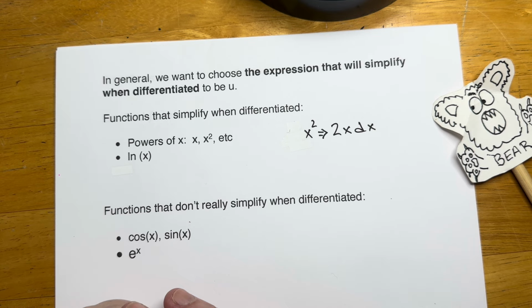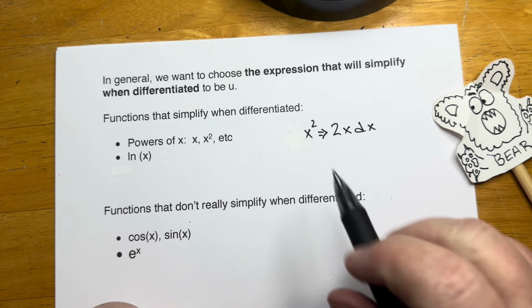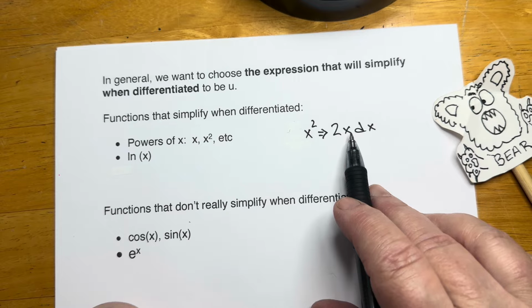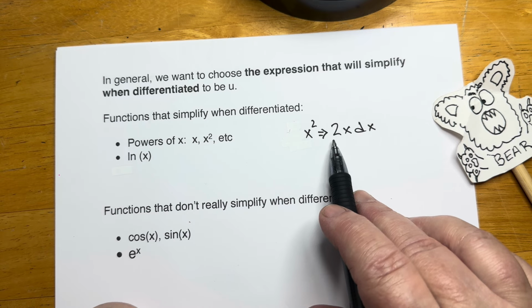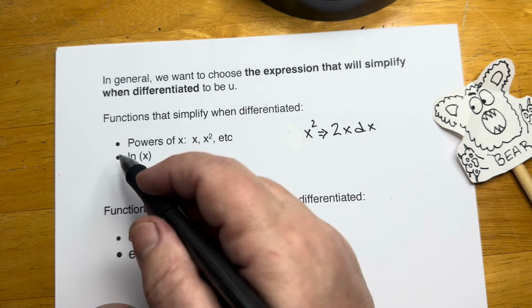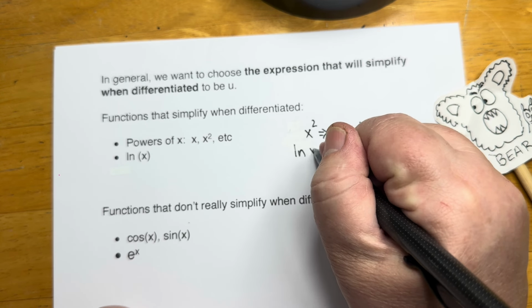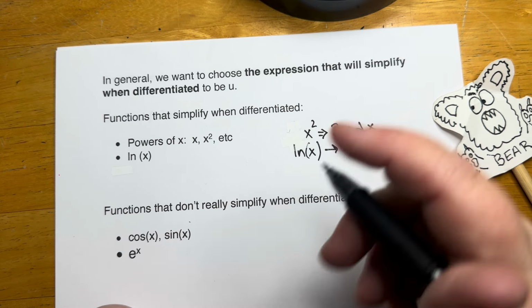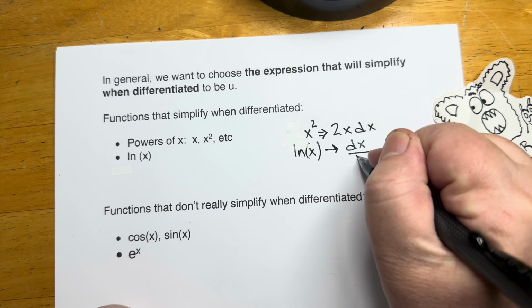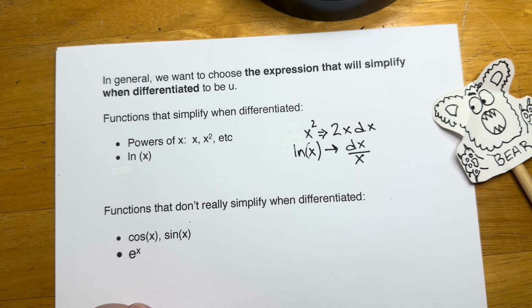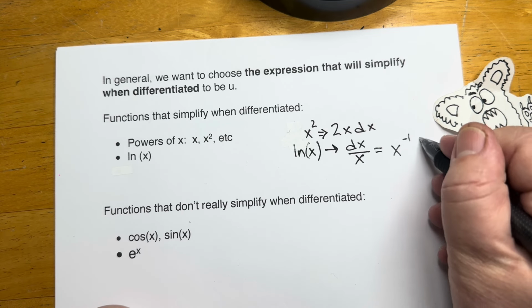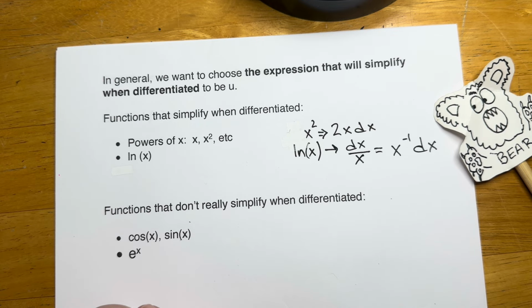x squared gives us 2x dx, and that gets simpler because we started with x squared and we ended up with an x. Coefficients, numbers out in front, no big deal. Now, natural log of x, do you guys remember what the formula is? Natural log of x, when you take the derivative, becomes dx over x. Now, is that a simplification? Yes, because it's a power of x. And so that is, in a lot of cases, going to be a lot simpler to deal with.